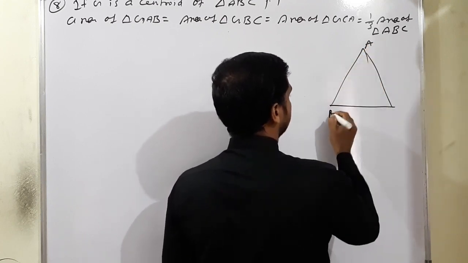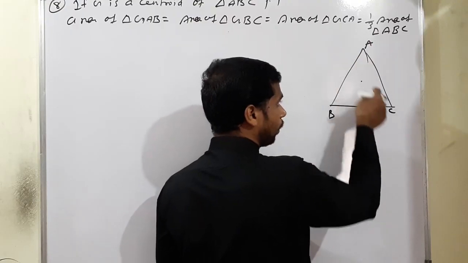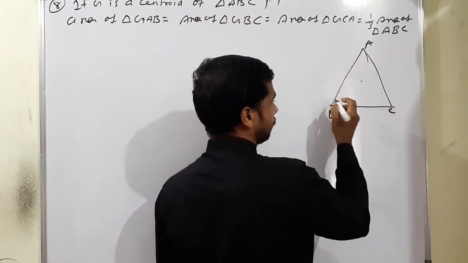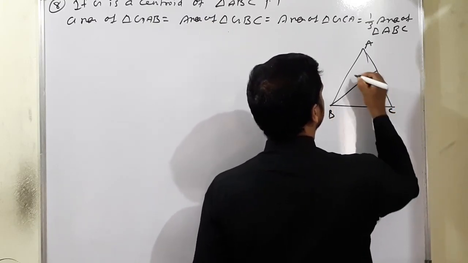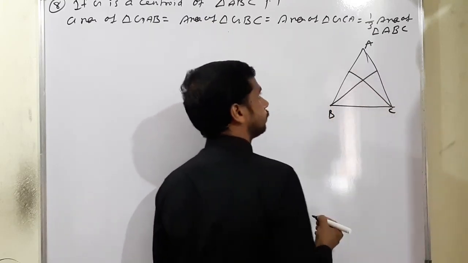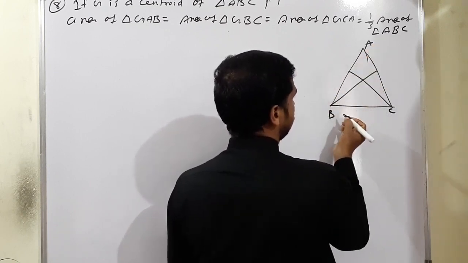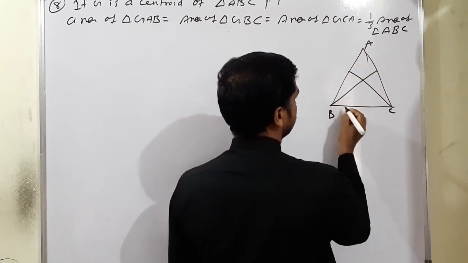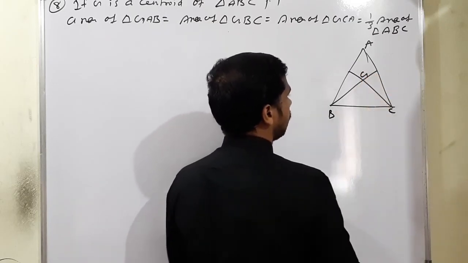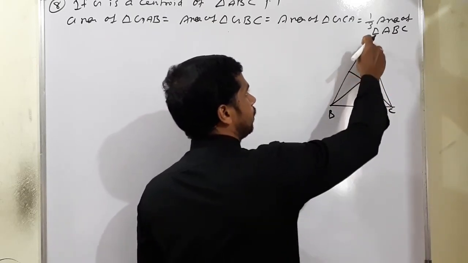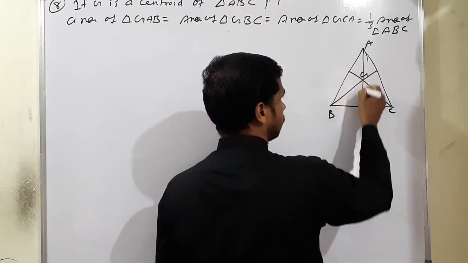Take a triangle called A, B, C. The medians from A, B, and C all meet at one point. That is called the centroid. So now look at this: ABC is there, and the meeting point of the medians is considered as G. Now look: A, B, C, and G is another point.